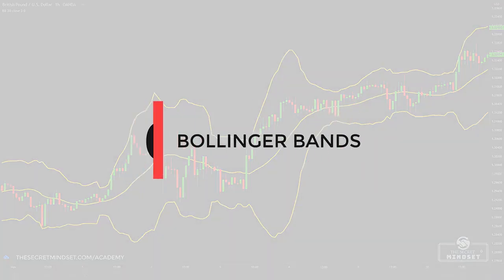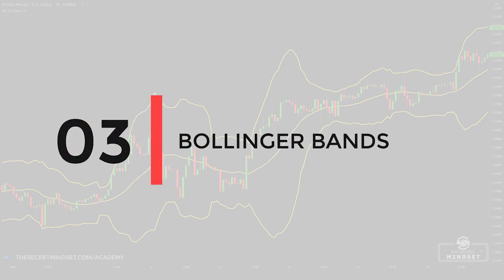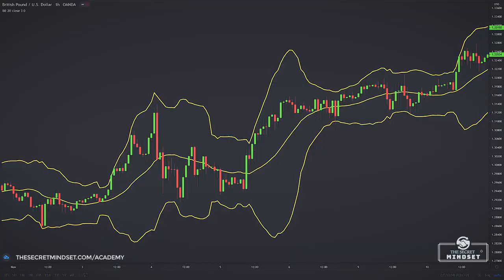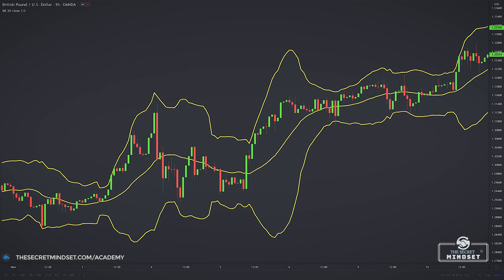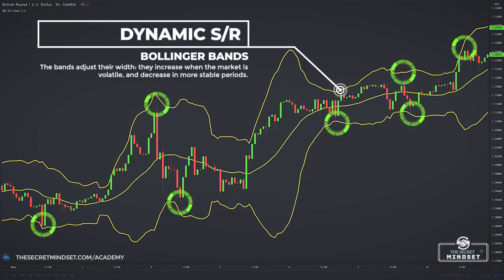Third indicator is the Bollinger Bands. Graphically, Bollinger Bands are two lines that limit price dynamics from above and below. These lines act as a kind of support and resistance areas, which are located at levels far away from the current price most of the time. Bollinger Bands are drawn at distances equal to a certain number of standard deviations. Since the magnitude of the standard deviation depends on the volatility, the bands adjust their width. They increase when the market is volatile and decrease in more stable periods.